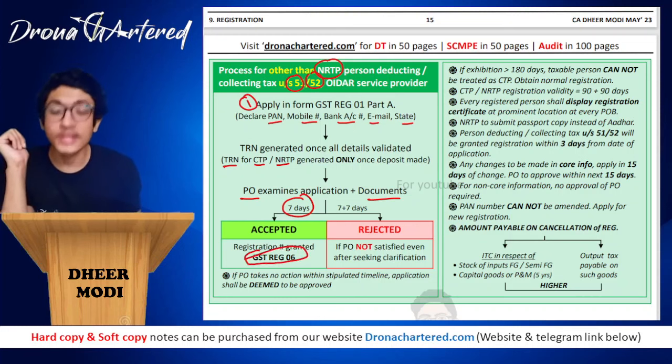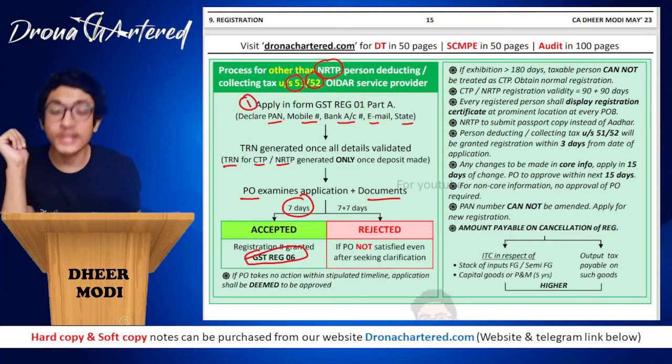However, if there are some issues, within 7 days they will reject. If the PO is not satisfied, first within 7 days they will ask for any clarification or any extra documents. Then if you give them the documents and after verifying them the PO is still not satisfied, they will reject your application. So they will give you 7 more days to give additional documents.